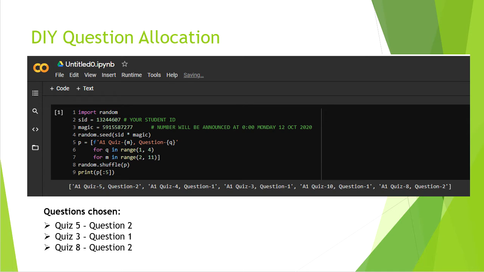On this slide, I provided a screenshot showing me running the question allocation program. From the 5 questions randomly generated, I've chosen to discuss the following 3. Quiz 5 Question 2, Quiz 3 Question 1, and Quiz 8 Question 2.